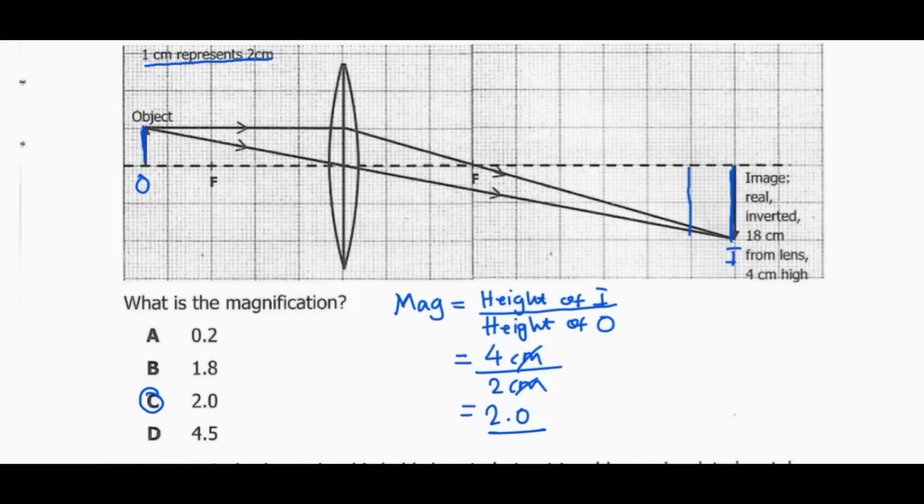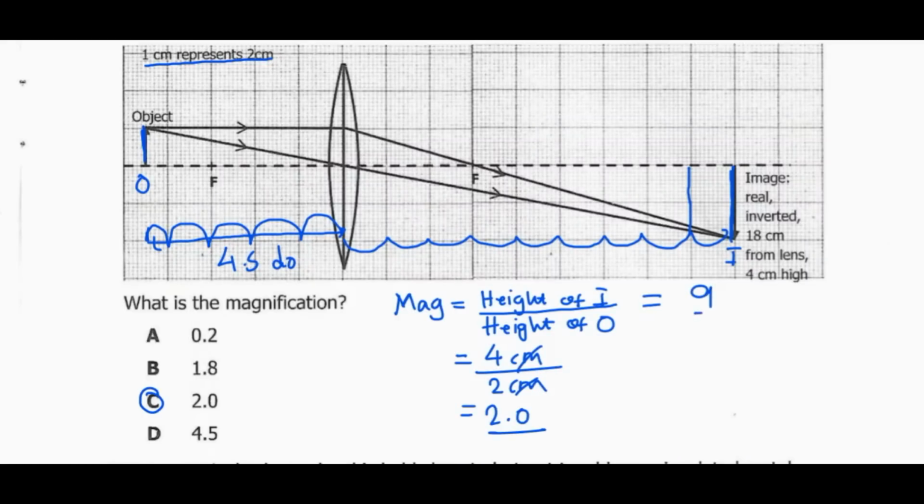Then also you can use the distance of an object and that of an image. So this is our optical lens. If we count, we have 1, 2, 3, 4 and a half, so 4.5. So 4.5 is the distance of the object. Let's count from here: 1, 2, 3, 4, 5, 6, 7, 8, 9. So this can be given as 9 over 4.5. We still get 2.0.